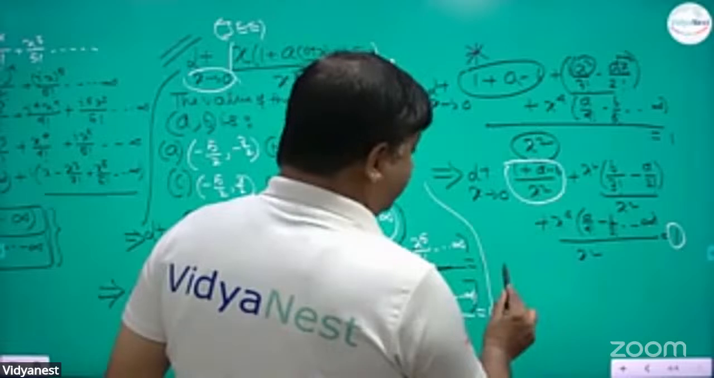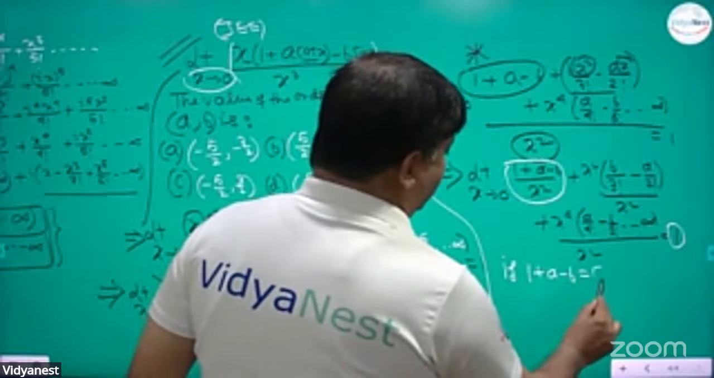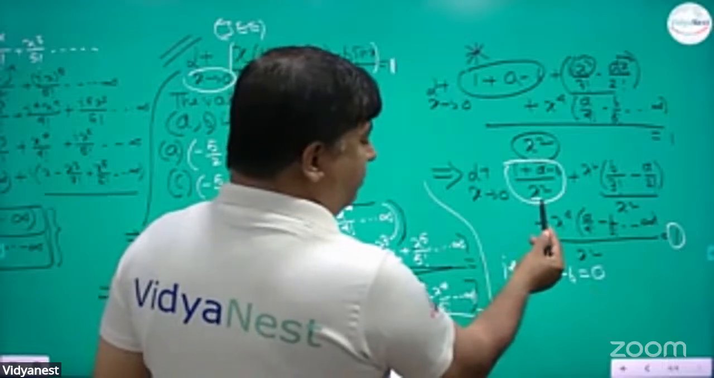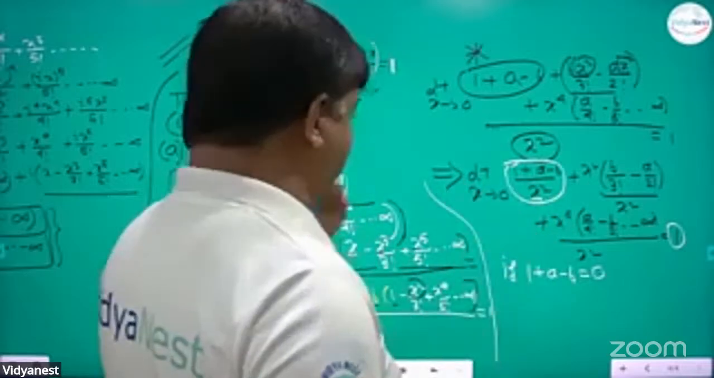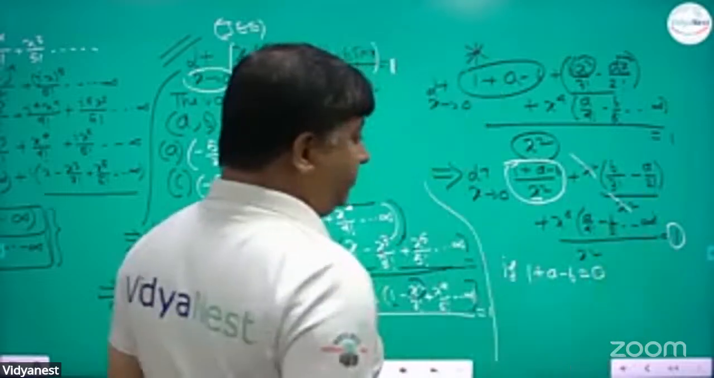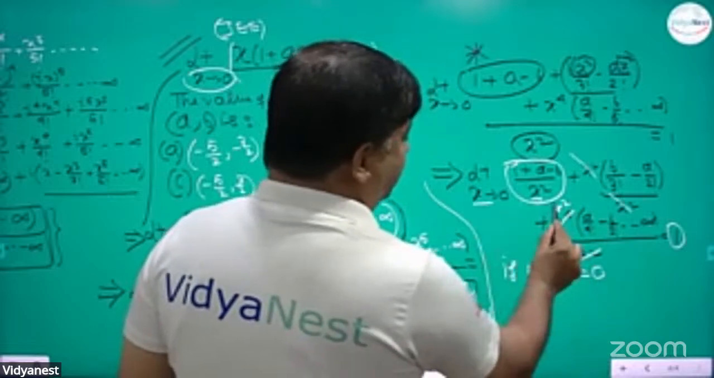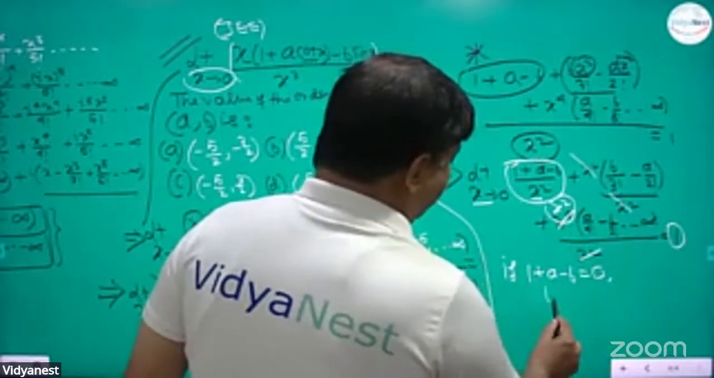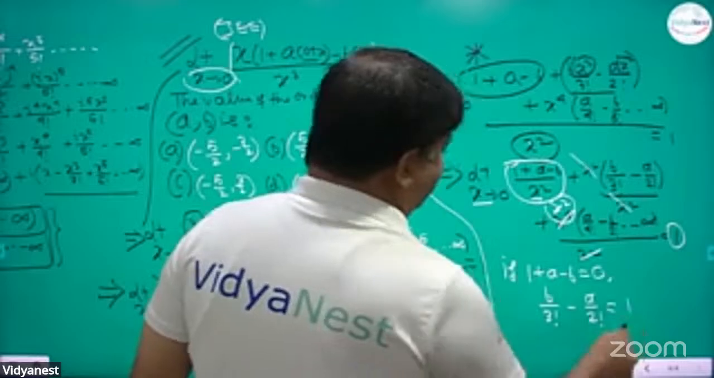When? If 1 plus a minus b is equal to 0. Then 0 by x square would be 0. It is not exactly 0, but the nearest value to 0, and the denominator being nonzero, the division will be 0. Yes or no? Yes, sir. X square will get cancelled, and the later part is generated by x. So if I put x is equal to 0, 0 into something will be 0. So what will be left? B by factorial 3 minus a by factorial 2 is equal to 1.